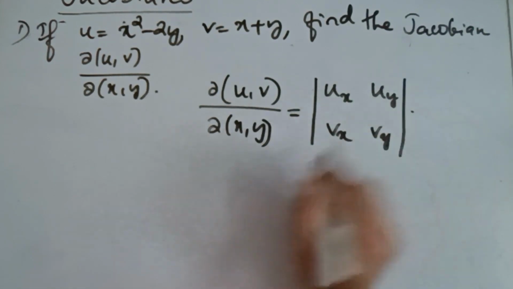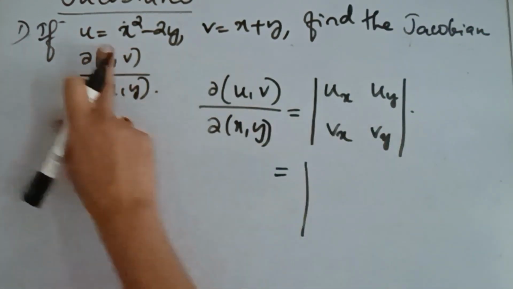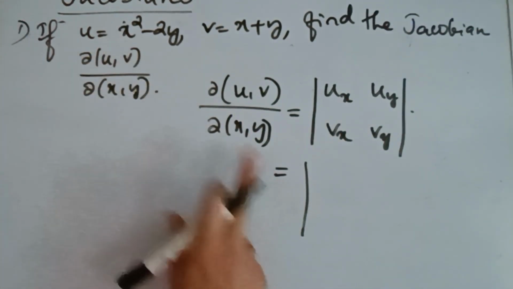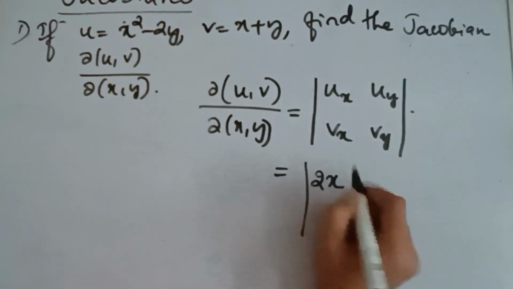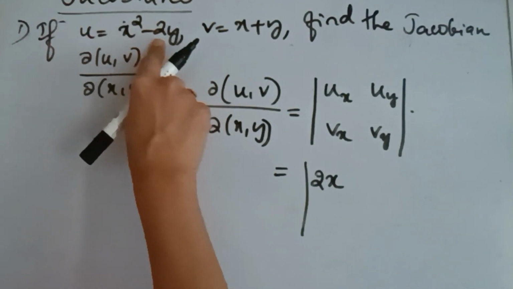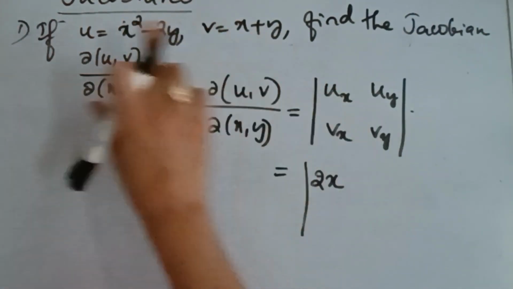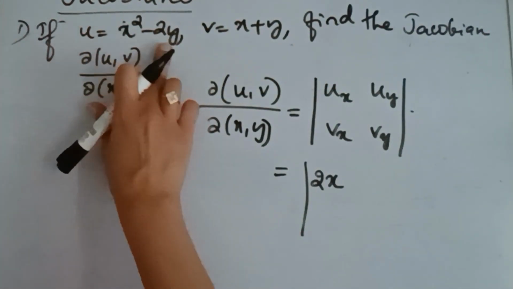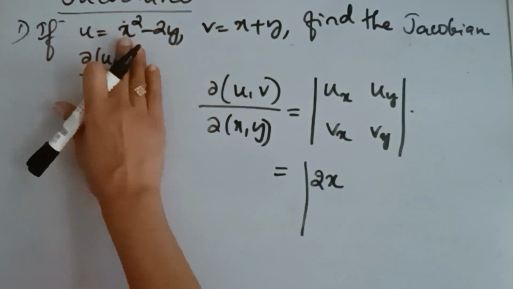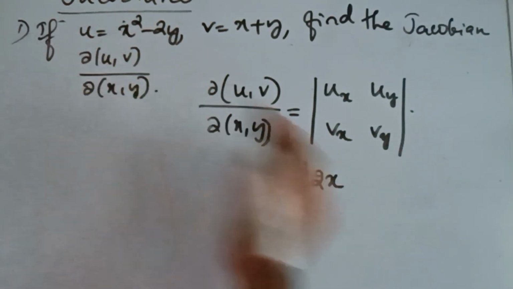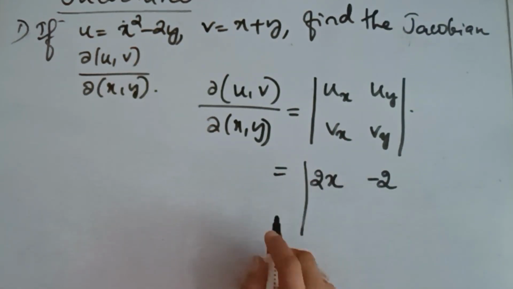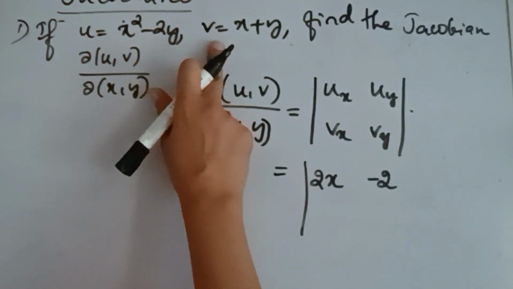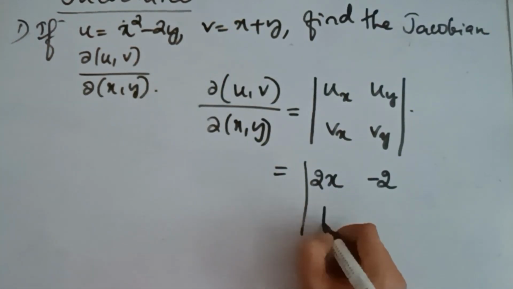So, this is equal to ux, which means the partial derivative of u with respect to x. You have to treat y as constant. The derivative of x square is 2x. As y is a constant, the derivative of 2 minus 2y is 0. Then the partial derivative of u with respect to y. Now you have to treat x as constant. So the first term is 0, minus 2 into the derivative of y, which is 1. So it is minus 2. Vx, the partial derivative of v with respect to x, is 1.